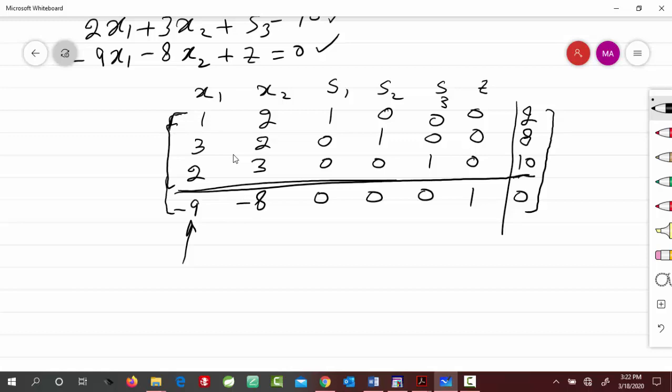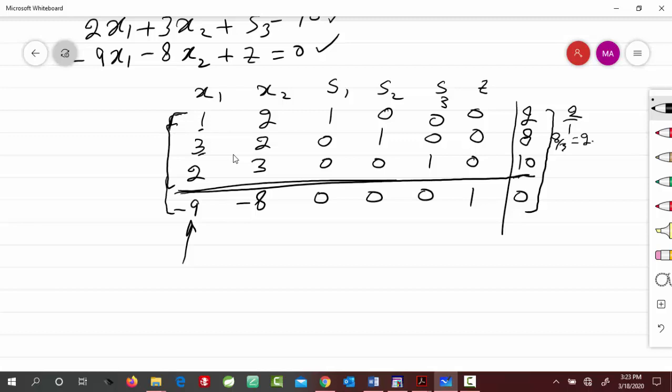First I have to check the ratios, because 1, 3 and 2. In the first column, all the numbers above the horizontal line are positive, so any one can be the pivot. We have to check the ratios. For the first row, the last number divided by this 1, so 2 by 1. Similarly, in the second row, the last number is 8, so 8 divided by this number here, 3.